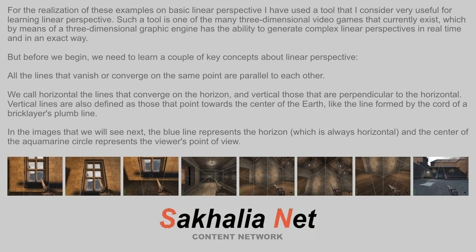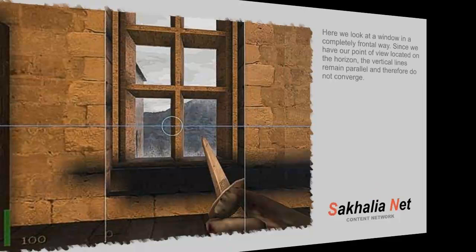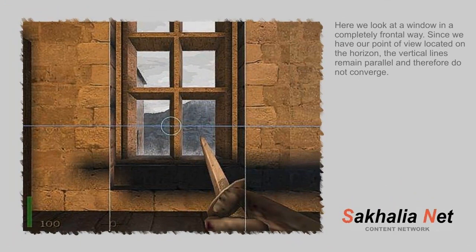In the images that we will see next, the blue line represents the horizon, which is always horizontal, and the center of the aquamarine circle represents the viewer's point of view. Here we look at a window in a completely frontal way. Since we have our point of view located on the horizon, the vertical lines remain parallel and therefore do not converge.